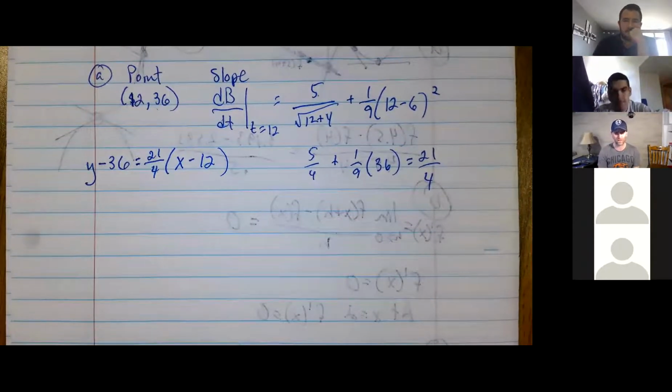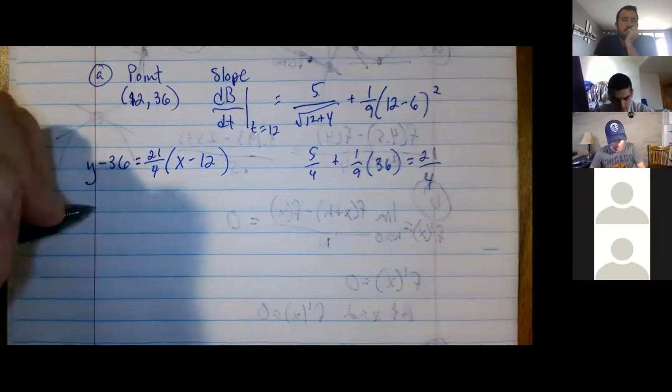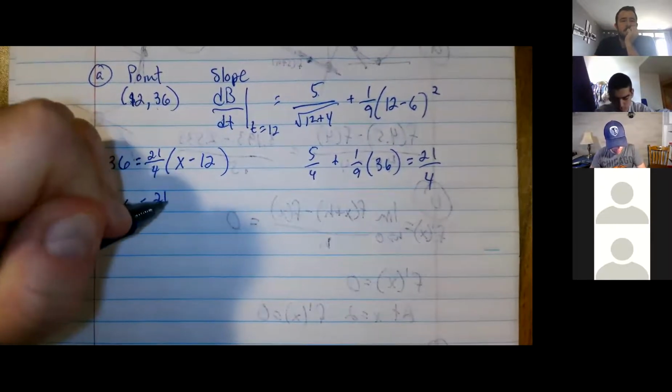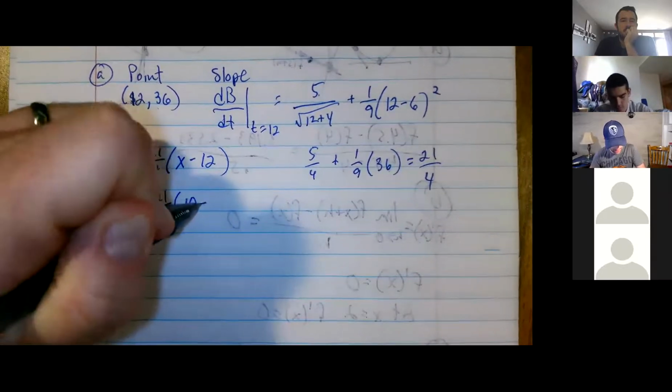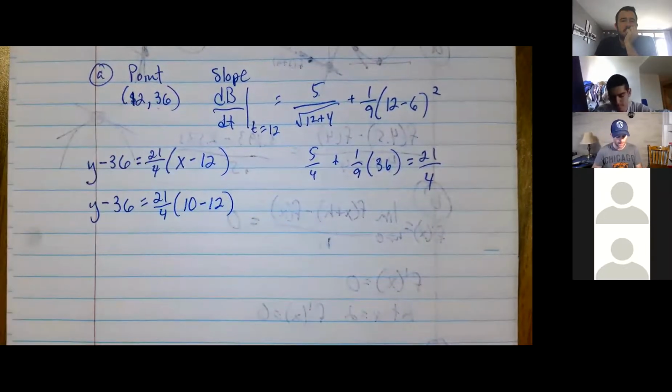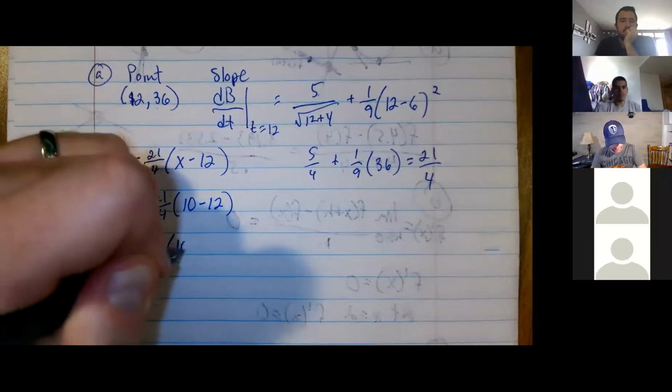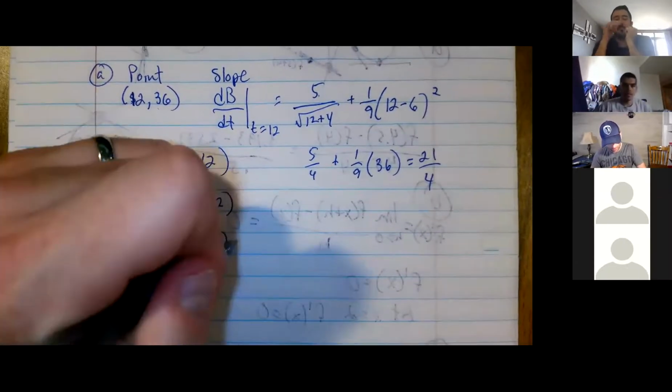Now, in some problems, this has been worth 2 points to get this value. Other problems, it's only worth 1. The next part of the question says, use this equation to approximate the total number of books sold by time t equals 10. So now you are evaluating this when x is 10. So y equals 21/4 times (10 minus 12), and then you add 36.